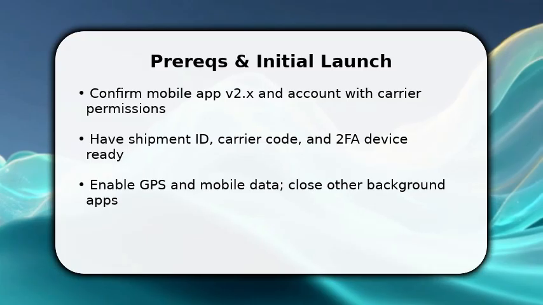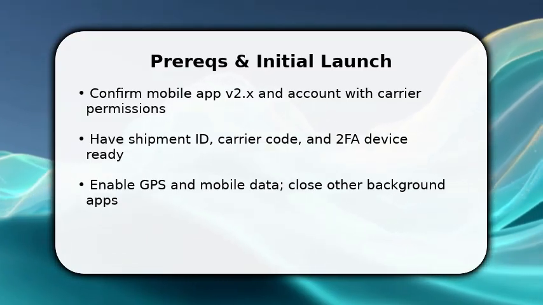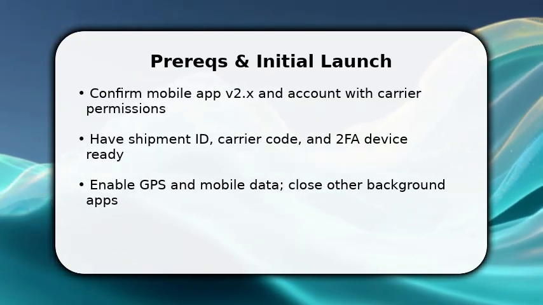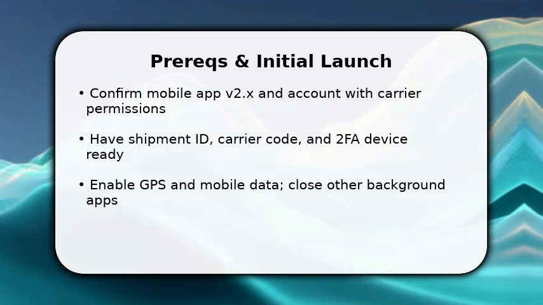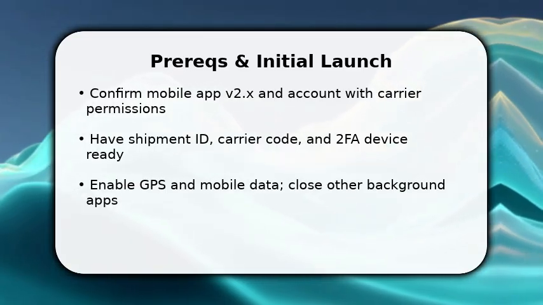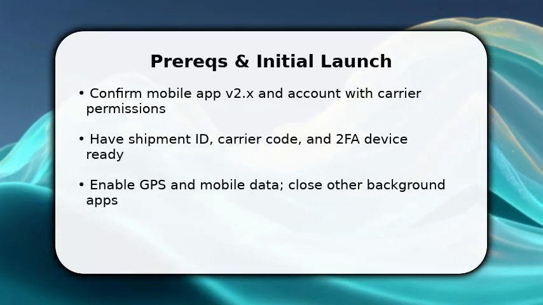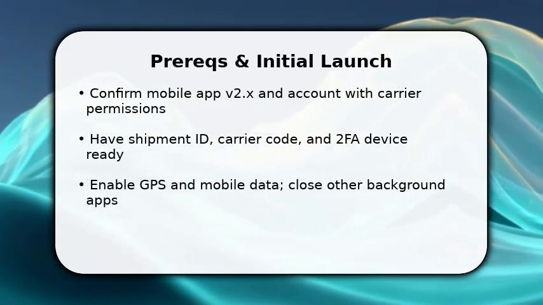You start by confirming the app version and that your account has carrier launch permissions. This avoids permission errors later. Next, locate the shipment ID and carrier code you'll use and verify your 2FA device is charged and nearby.